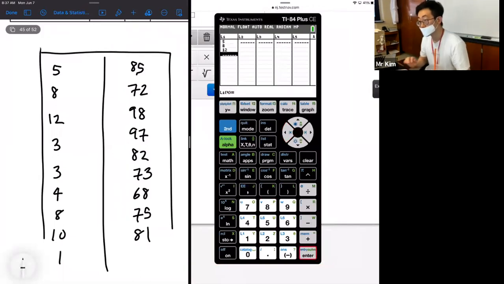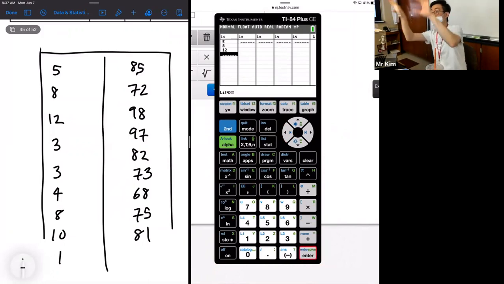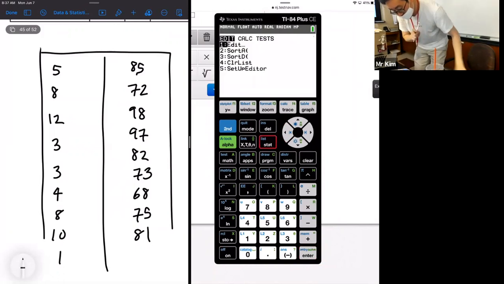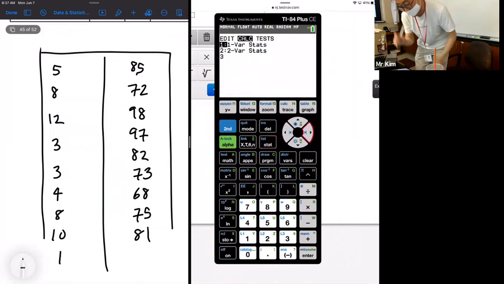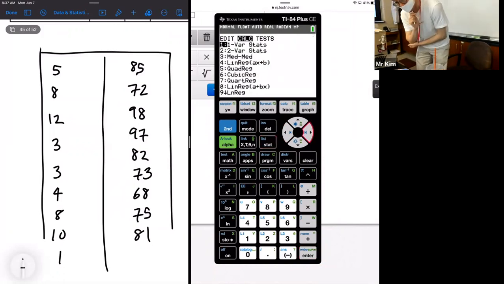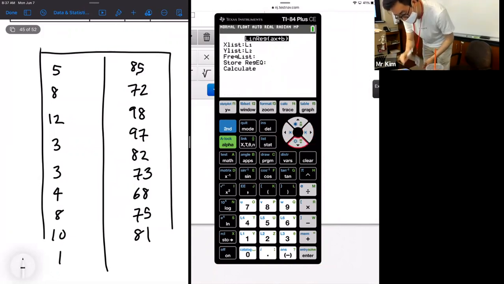Mr. Kim, I have a question. I got to here. I just don't know where to go next. Did you get the data points? Yeah, I got the points. I just don't remember from here how to get the number. Go to stat, then calc, and then number 4. Number 4. Yep. And then when you go to number 4, make sure you store a regression equation by using variables.